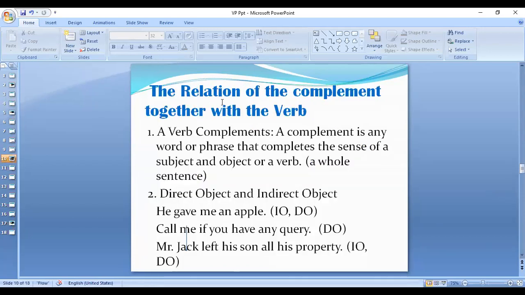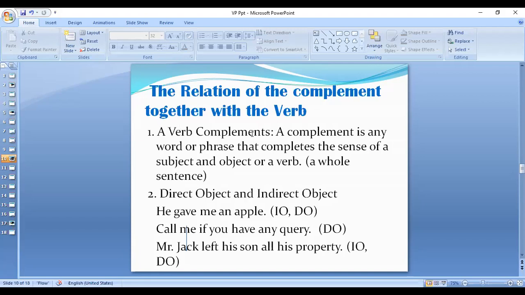Now I talk about the relation of complements together with the verb or verb phrase. Complements and other supplementary elements, like adverb phrases and adjective phrases, come together with the verb phrase. Actually, the relations that the verb phrase has, I discussed in brief.